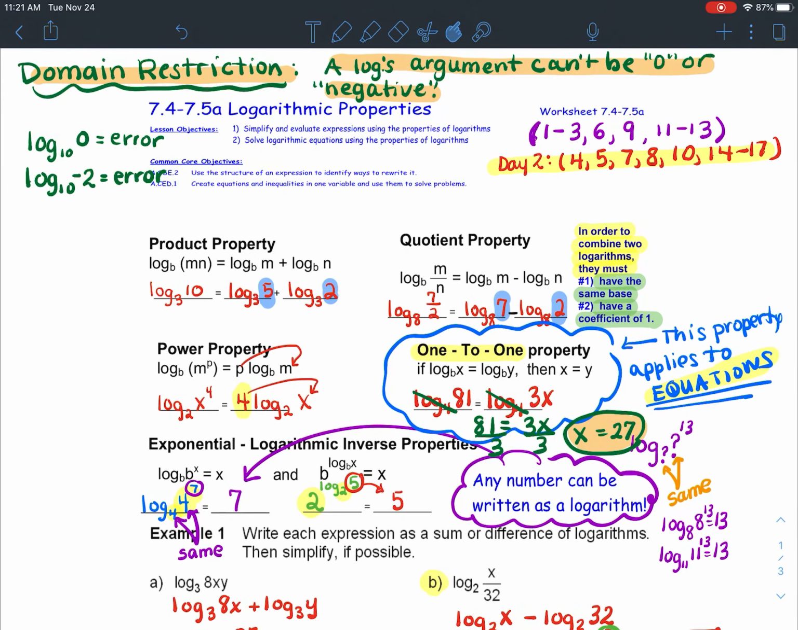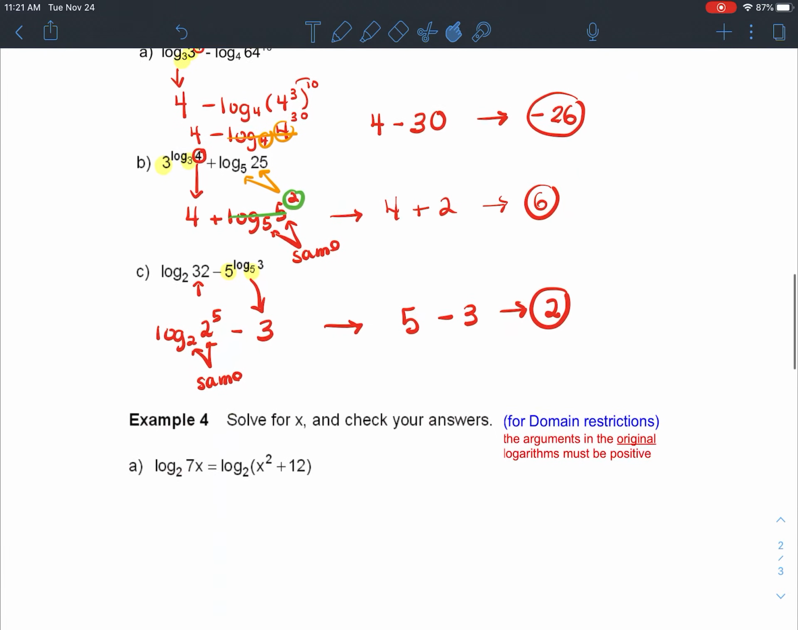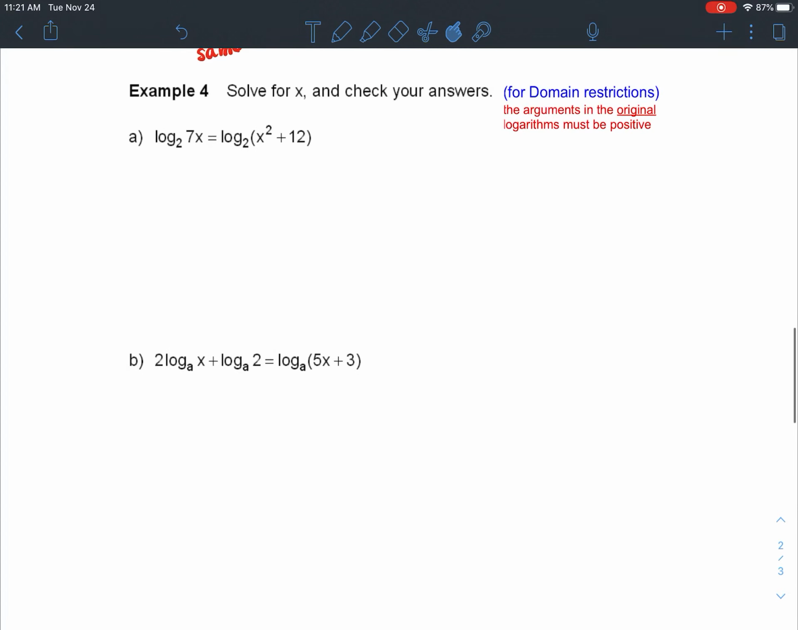Okay, so we're going to try to apply this one-to-one property to the two equations that we have on the back of the notes page. And you'll notice it mentions here, watch for your domain restrictions. That's what this means when it says to check your answers. It's reminding you here that the arguments of the original problem have to be positive. Okay, they have to be positive.